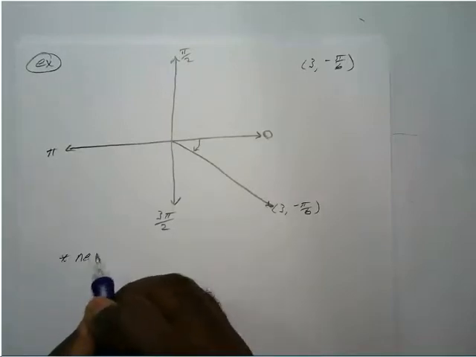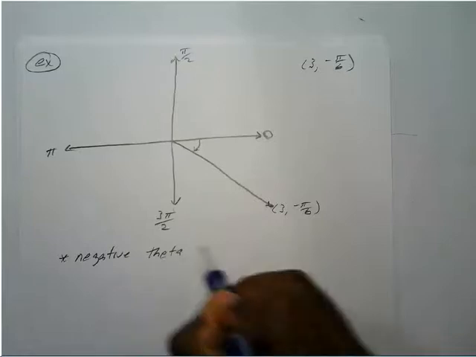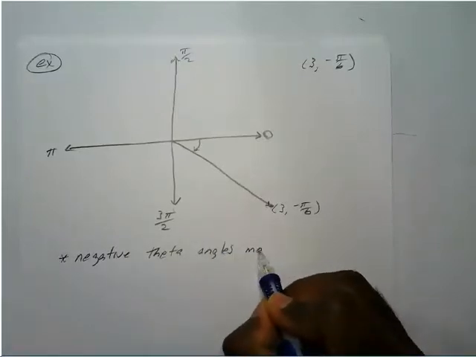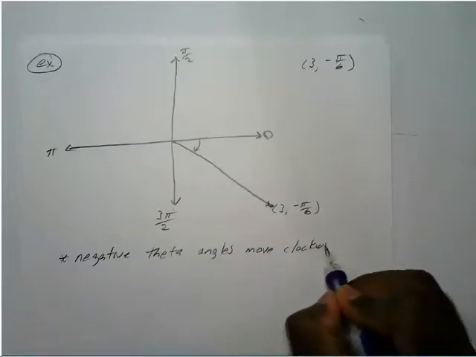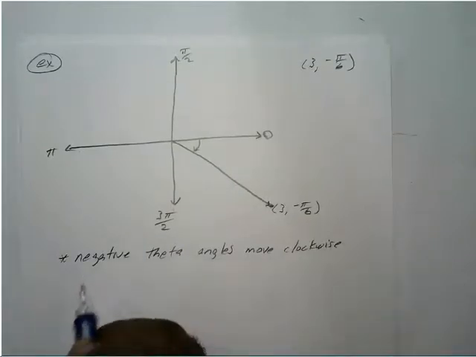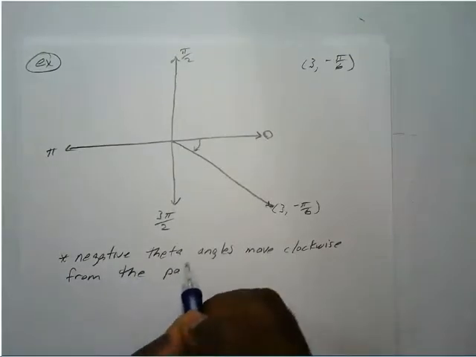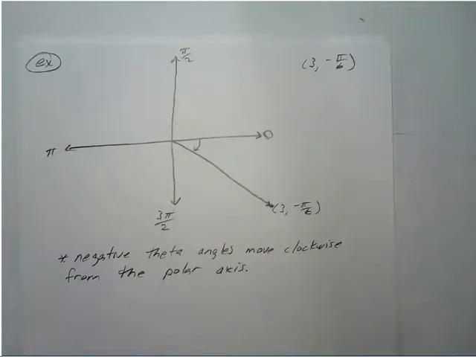Okay, so negative theta angles move clockwise from the polar axis. Okay? All right, hopefully that makes a little bit of sense.